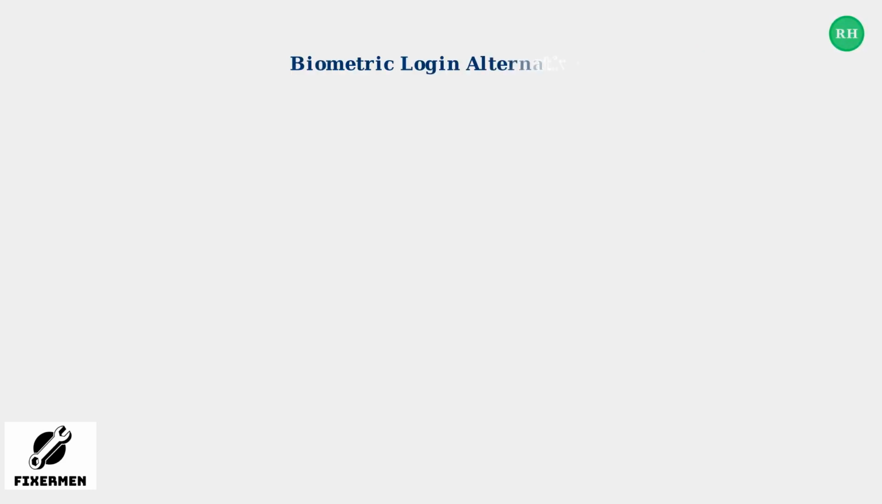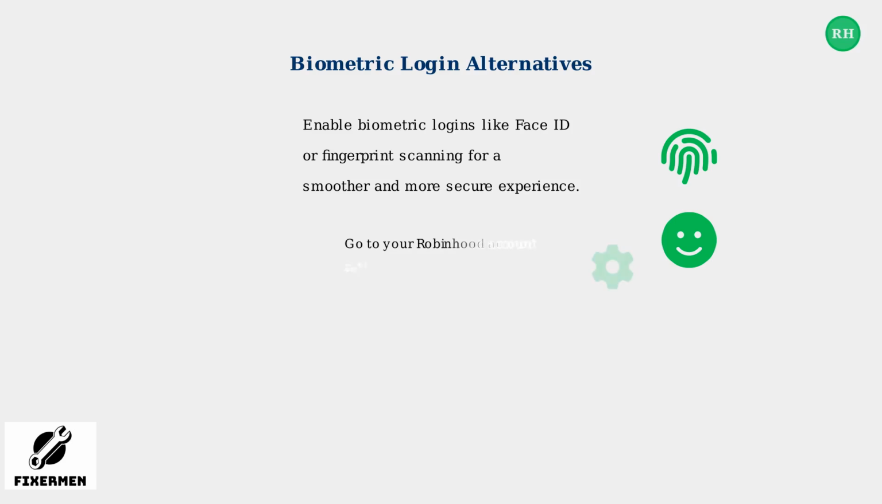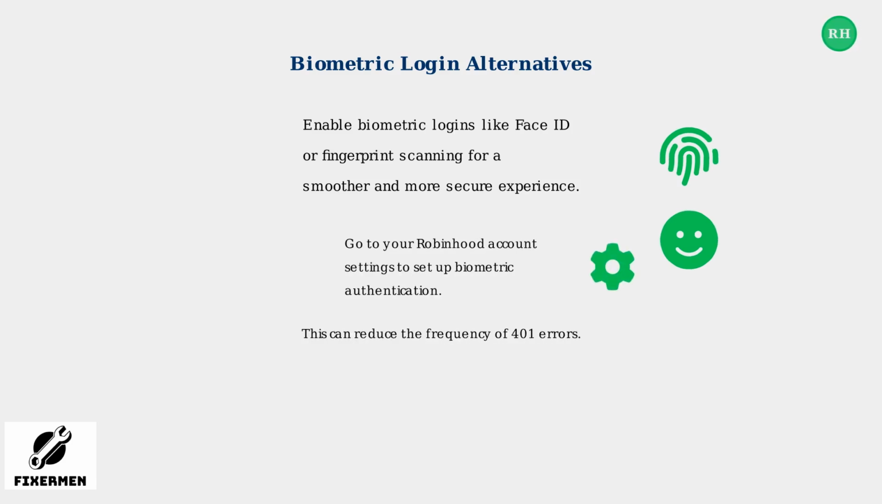Enable biometric logins like Face ID or fingerprint scanning for a smoother and more secure login experience. Go to your Robinhood account settings to set up biometric authentication. This can reduce the frequency of 401 errors.